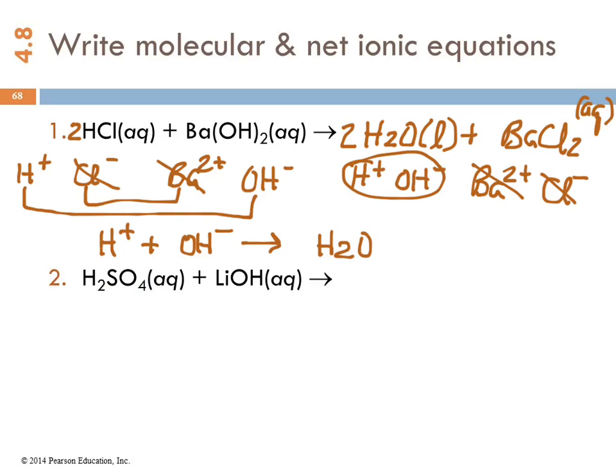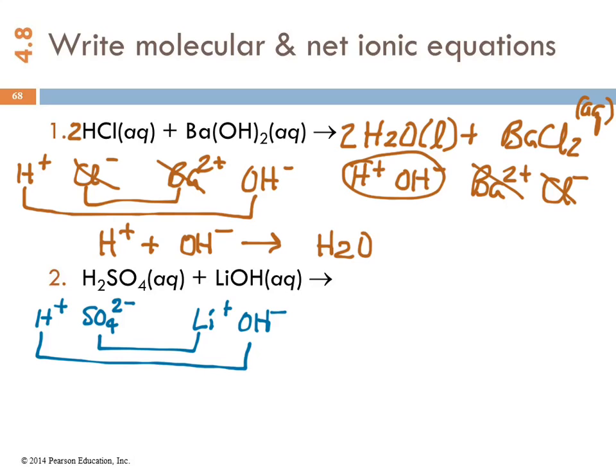H2SO4. Is that a strong acid? It is. So we're going to separate that into ions. I'm forgetting what I'm doing here. We're predicting products first. So that's H plus and SO4 2 minus. And LiOH is aqueous. That's lithium and hydroxide. And we're going to swap partners. We're going to get H plus with OH minus, and we're going to get lithium with sulfate.